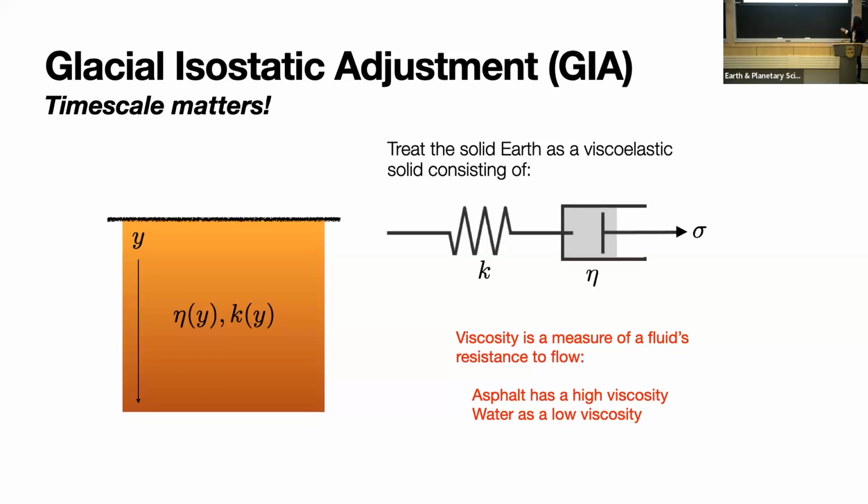And so you can imagine applying a stress to this contraption, and depending how slow or fast you apply that stress, either the spring or the dashpot accommodates that stress and strains in response to that. And so to model GIA, what we really need to do is know how these properties, the spring constant and the viscosity, vary within the mantle.